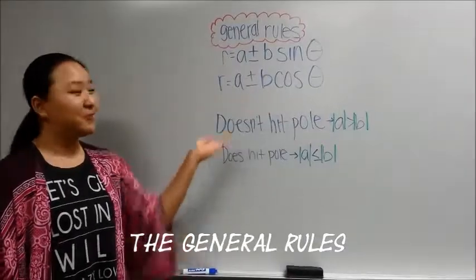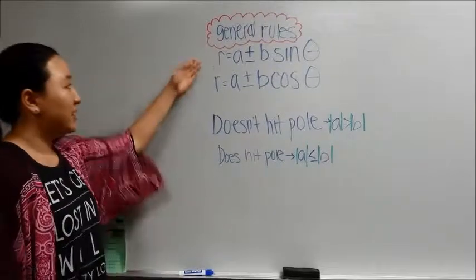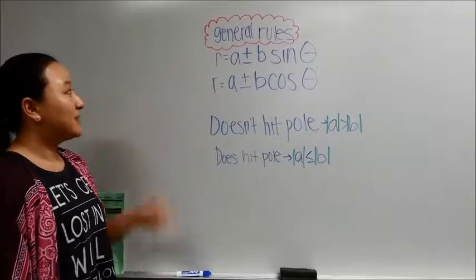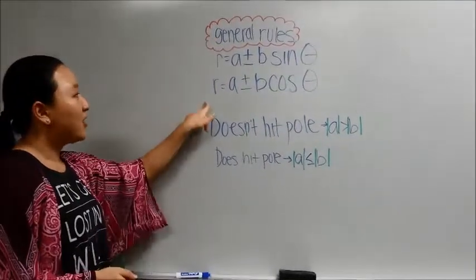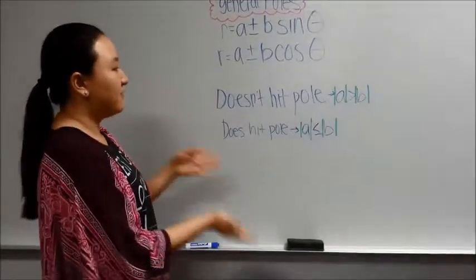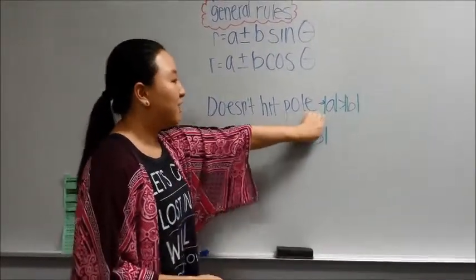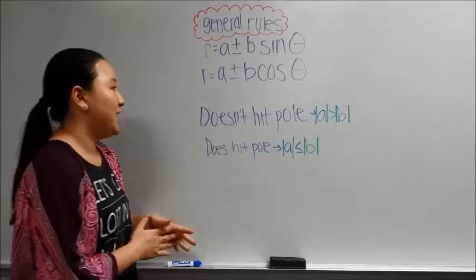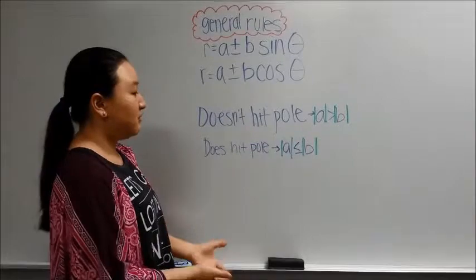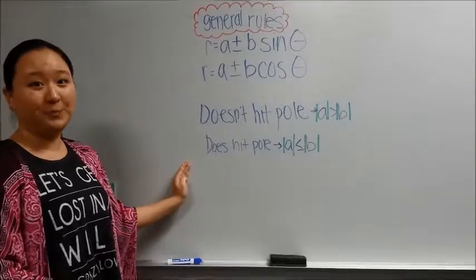Here are some general rules and equations that we've learned in previous lessons that are going to continue on in this lesson. Now here is the general form of a limaçon equation. So it would be r equals a plus or minus b sine theta, and r equals a plus or minus b cosine theta. Now, you can determine if it hits the pole or if it doesn't hit the pole by looking at just a and b. If the absolute value of a is greater than the absolute value of b, then you know that it doesn't hit the pole. But if it's the opposite, or equal to, if the absolute value of a is less than or equal to the absolute value of b, then you know that it does hit the pole.